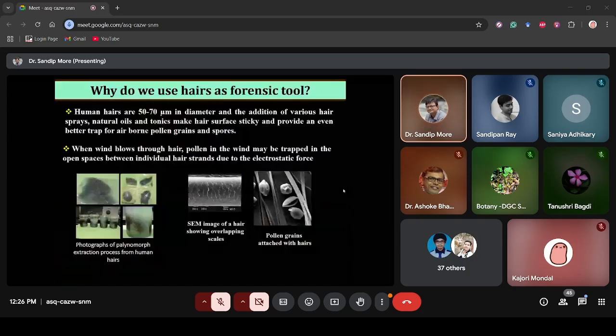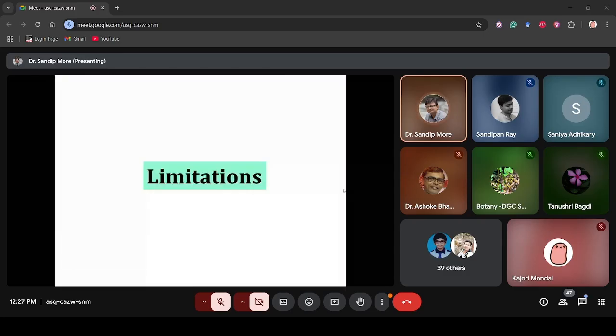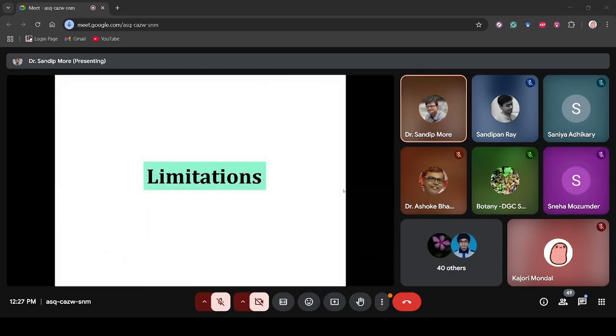This is the real scanning electron microscopic photograph that I took during my PhD. Here you can see these are the human hair strands, and the pollen grains are trapped in the human hairs. I am just skipping because I have to shorten my time.